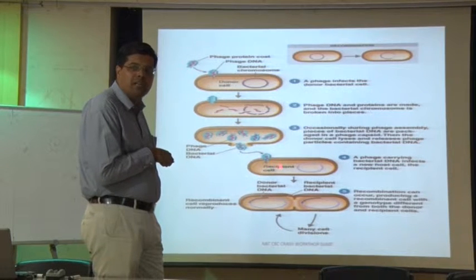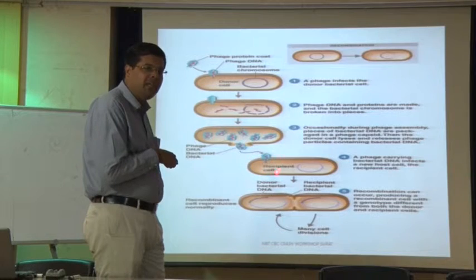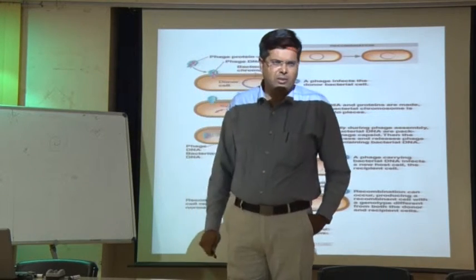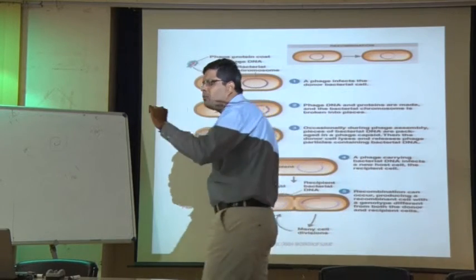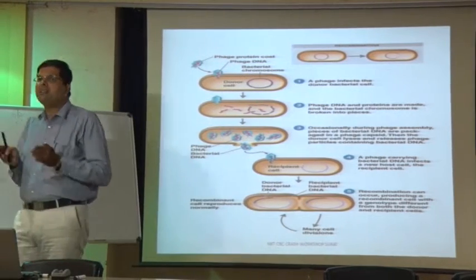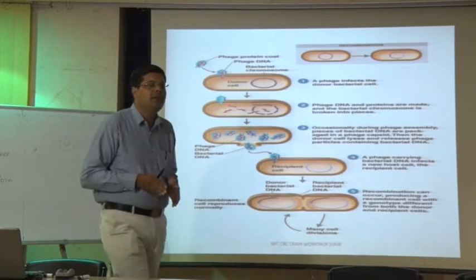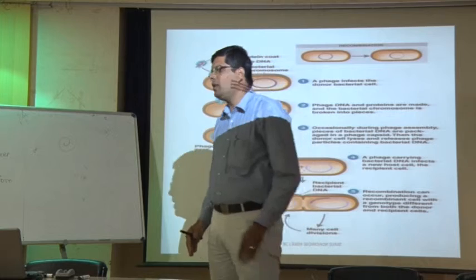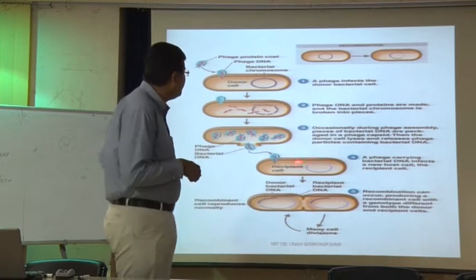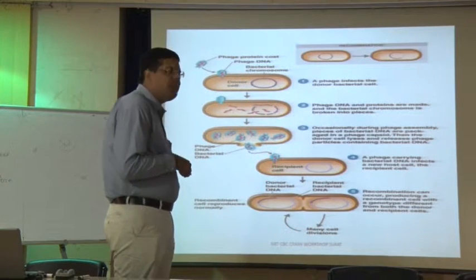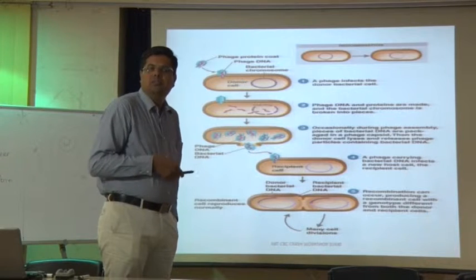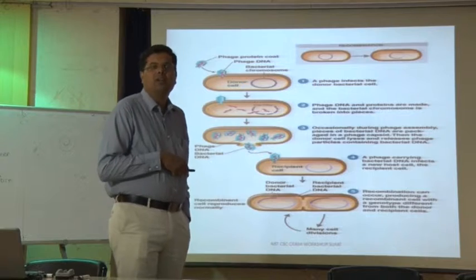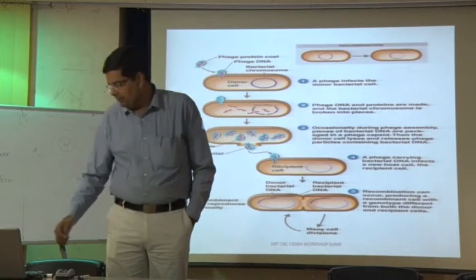So if you want to carry out the fine mapping of gene, you can use the transduction. You can use the process of transduction. They can map those genes which are located even nearer, less than 3 minutes on the chromosomal DNA. However, since the DNA fragment which is being packaged is not fixed, any DNA fragment can be packaged. This is called generalized transduction.